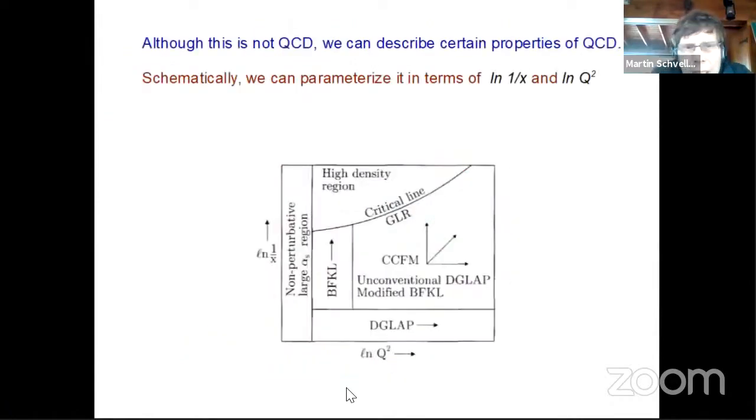So the philosophy is the following. We don't have the holographic dual description of QCD itself, but we can describe certain properties of QCD. I can comment more in the questions if you wish.